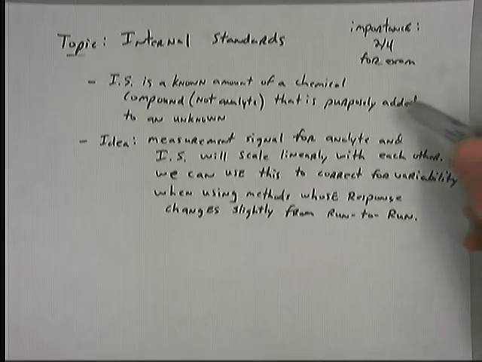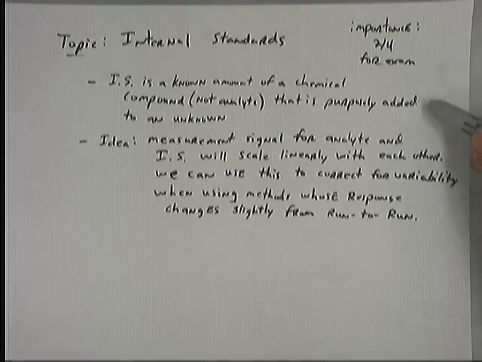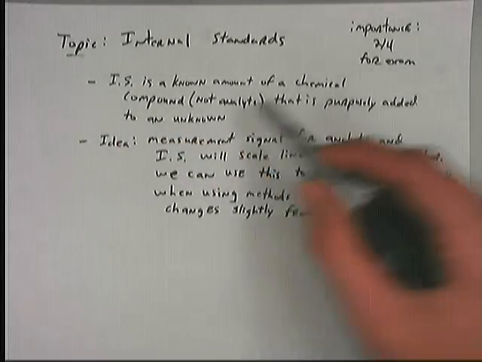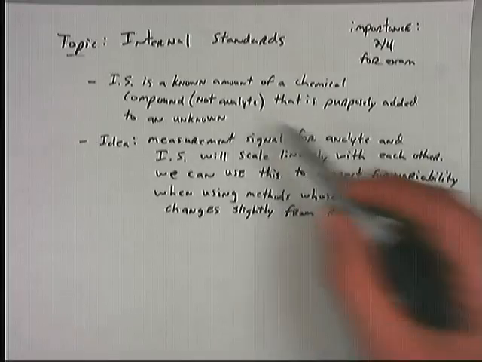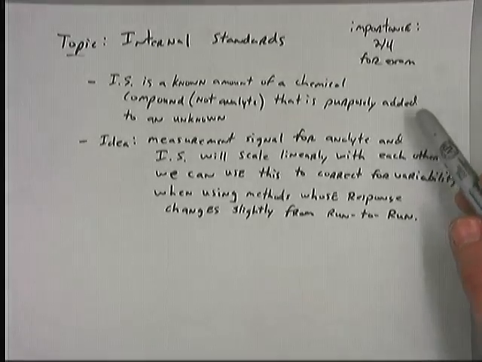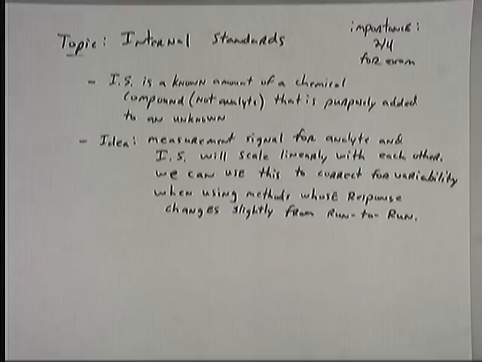So this topic is usually taught in the chapter of your analytical chemistry sequence that has to do with calibration of methods. And the reason why is because an internal standard, or abbreviated here IS, is a known amount of a chemical compound that is not the analyte that is purposely added to an unknown sample. So the internal standard is some other chemical compound. It is not the analyte. It's chemically different. It may be a different substance. It could possibly be an isotopically labeled version of your analyte that you can distinguish in your method as being isotopically different. But it is not the analyte that you're trying to measure in your original sample.